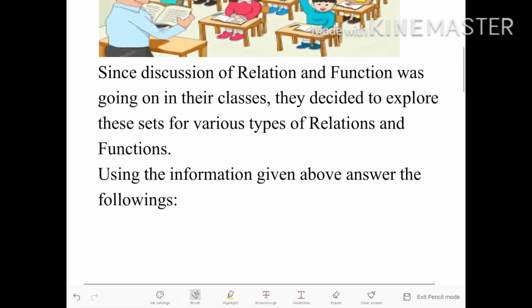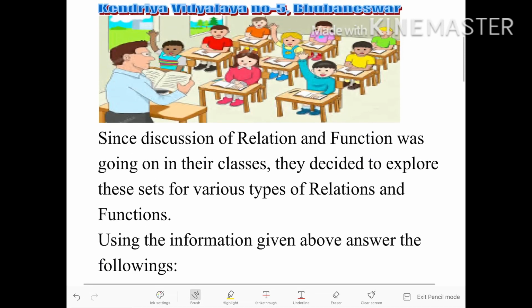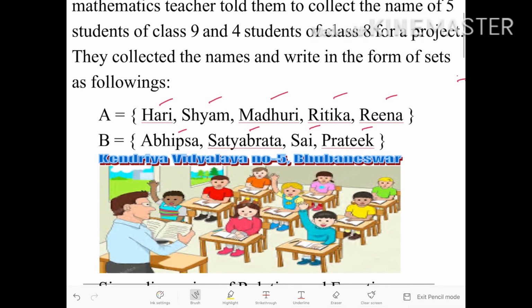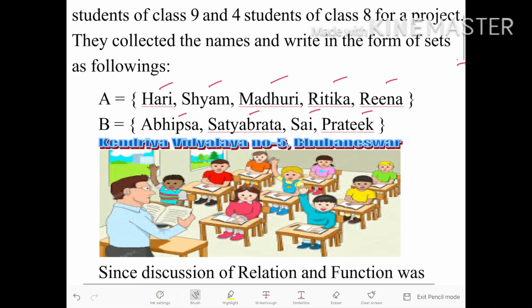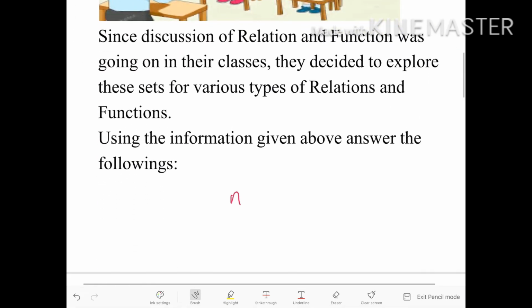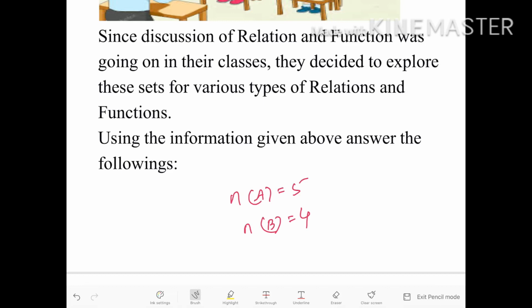Since discussion of relation and function was going on in their classes, they decided to explore these sets for various types of relations and functions. Using the information given above, answer the following. So what we observe, Gauri Shankar collected the names of 5 students and Bhavani collected the names of 4 students. That means I can say the number of elements in set A is 5 and the number of elements in set B is 4.